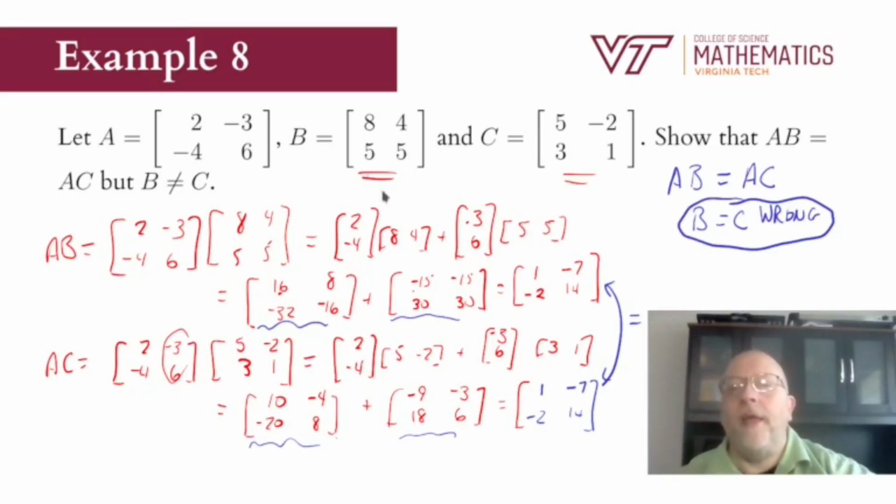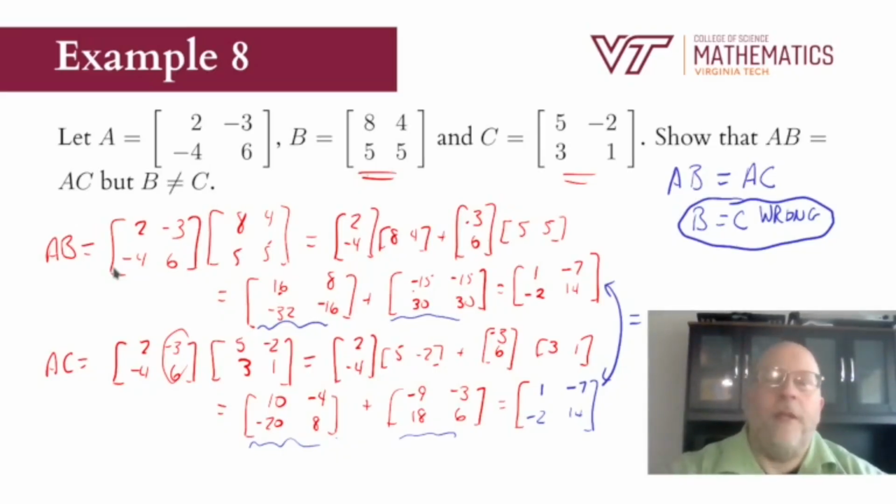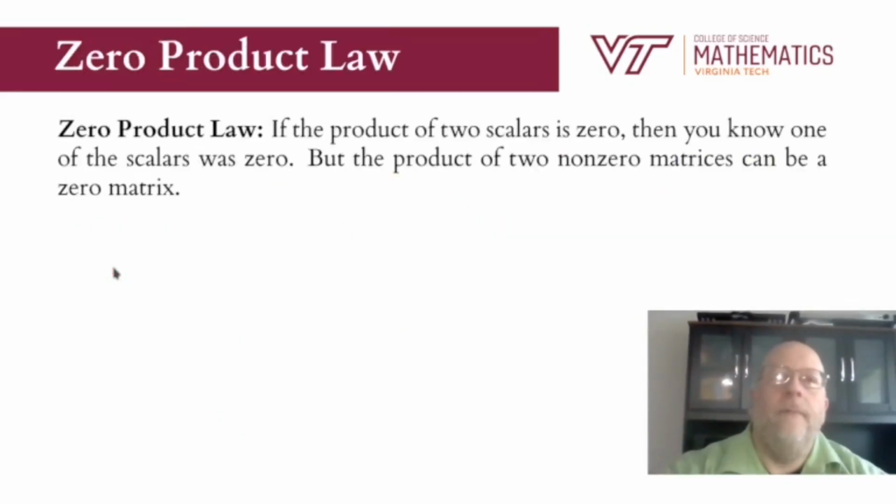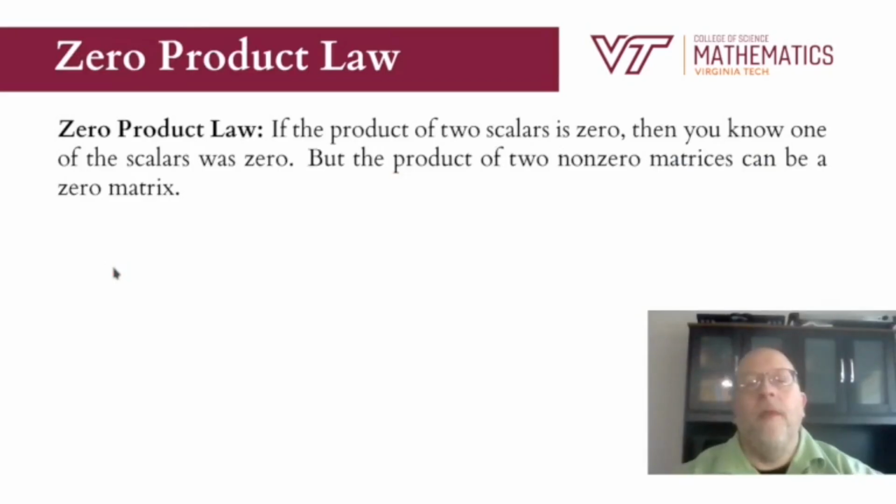And so we can't cancel with matrices the way we can with numbers. So matrices are more delicate than numbers. We can't change the order. We can't cancel. We can't do some of the nice things that we can do with numbers. And I want to show you one more thing that we can't do with matrices. And then we're going to wrap this up.